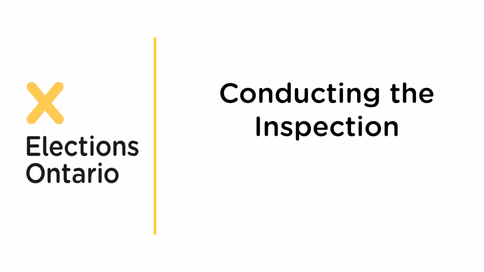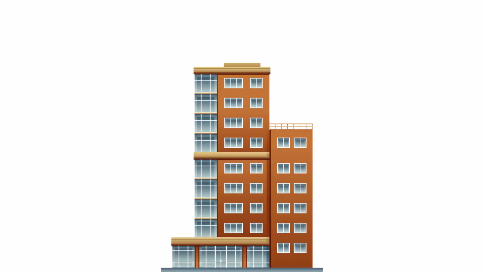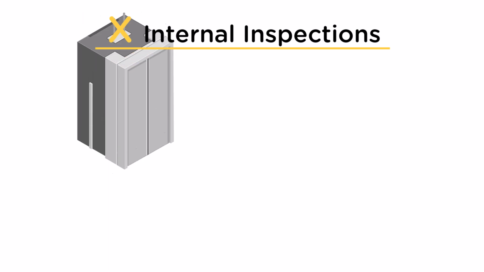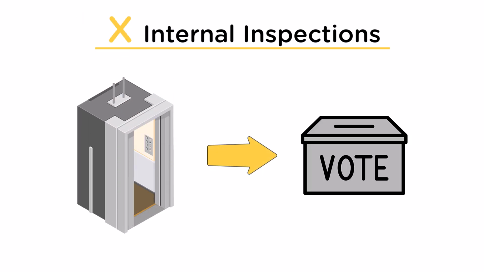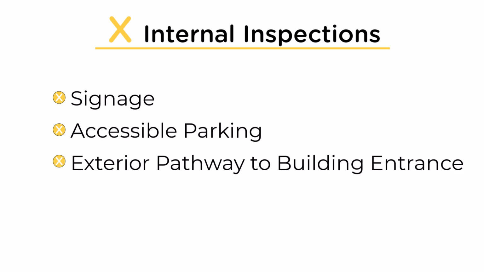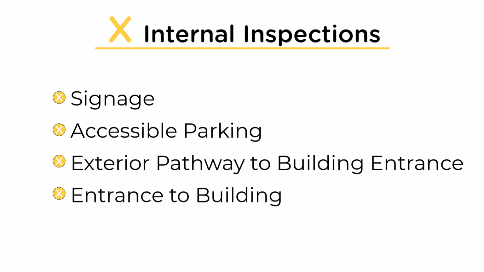Conducting the inspection. Internal inspections. If a location is in a self-contained apartment, or isolated northern community, only an internal inspection is required. That is the route from the elevator to the voting room. In this case, signage, accessible parking, exterior pathway to building entrance, and entrance to building assessment criterion are not mandatory, and do not need to be inspected.